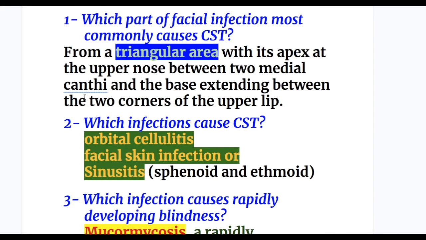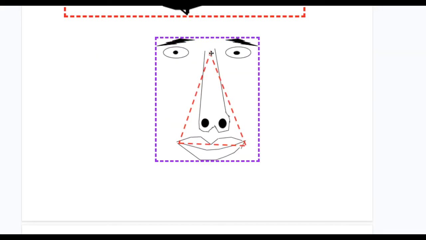Now answers to the questions: which part of the facial infection most commonly causes cavernous sinus thrombosis? As I already explained it, the triangular area marked with red dotted lines that has an apex between the two medial canthi and a base joining the two corners of the upper lip.